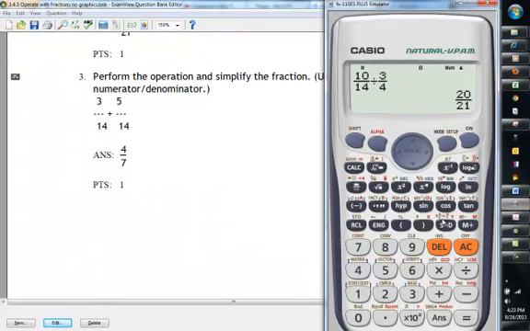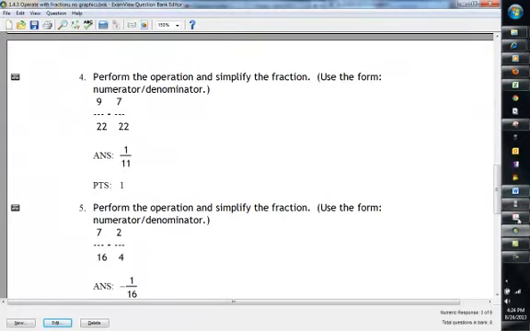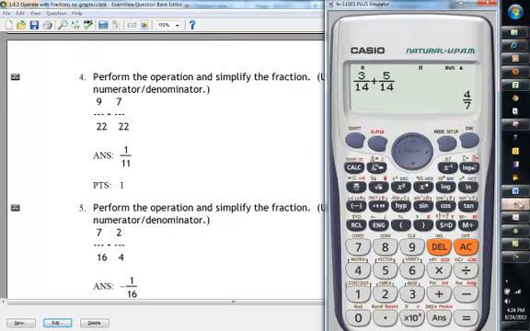Adding, if they have the same denominator, you would just add the numerators. So 3/14 plus 5/14 is 8/14, which is 4/7. If they have the same denominator and you're subtracting, you would just subtract numerators. So it's 9/22 minus 7/22, and you get 1/11.